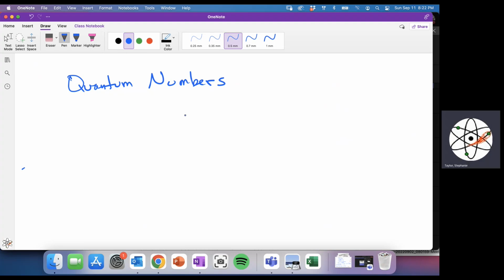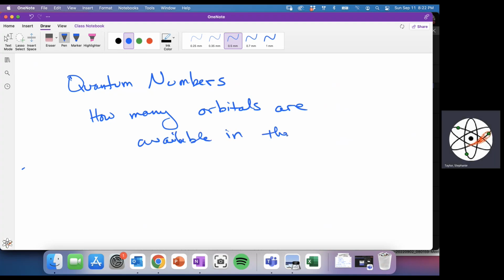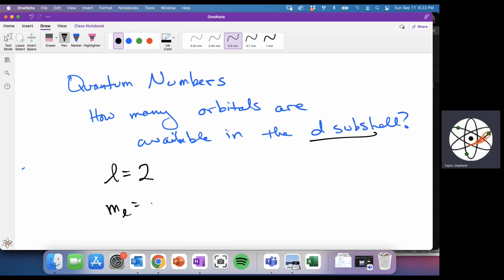if we ask something like how many orbitals are available in the D subshell, when I think about this question, I personally answer it like this. The D subshell, that is L equals 2. When L equals 2, my options for M sub L start at negative L, which is negative 2. They go to 0, and then they go to positive L.